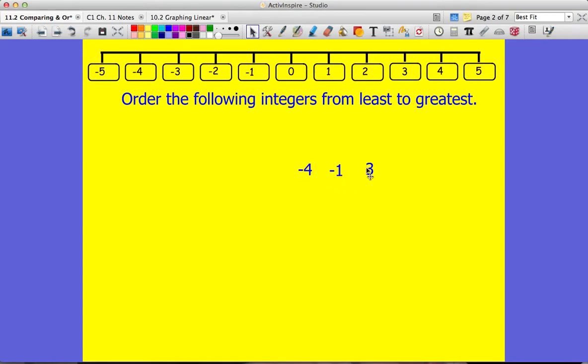This takes a little bit of time to get used to, but if you just think of it in terms of being backwards: with the negatives, the bigger the number is, the smaller it actually is, and with positives, the bigger the number is, the bigger it actually is.